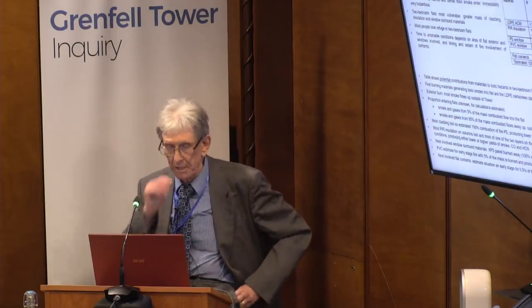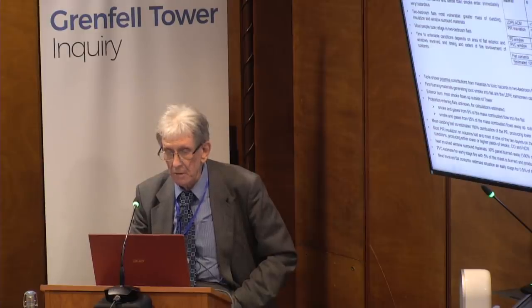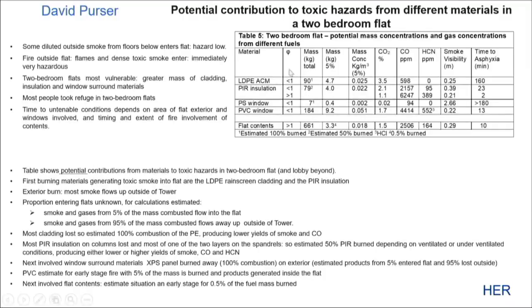Let me just talk you through this table a little bit. So the first row in the table represents the LDPE. So I'm assuming it's burning under a well-ventilated condition. And the mass that's burned outside each flat is 90 kilograms. 5% of that is 4.7 kilograms. So it's the product from this 4.7 that we're worried about. Dispersing that into the volume of the flat gives us that mass loss concentration. And from the yield data, I can then calculate what the concentration of carbon dioxide would be in that flat. And the number that I'm coming up with is 3.5%, which is not hazardous.